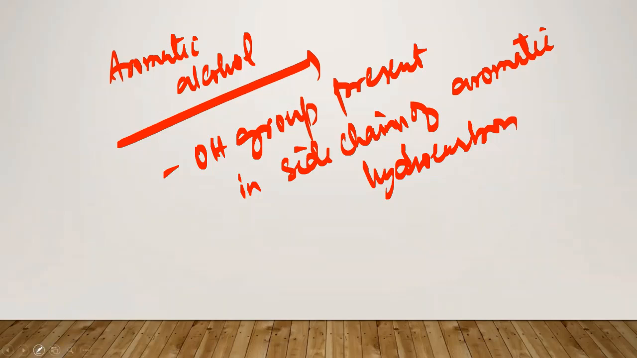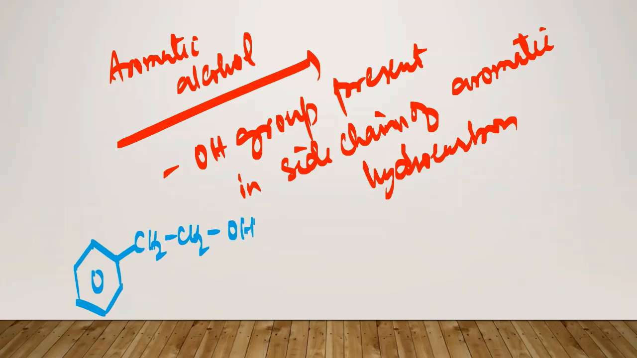Let's take an example, my dear friends. We will take one or two examples and you will understand it. This is our aromatic hydrocarbon, benzene. And let's take one side chain. This is the side chain of the aromatic hydrocarbon, and attach an OH group. And this will become your aromatic alcohol.